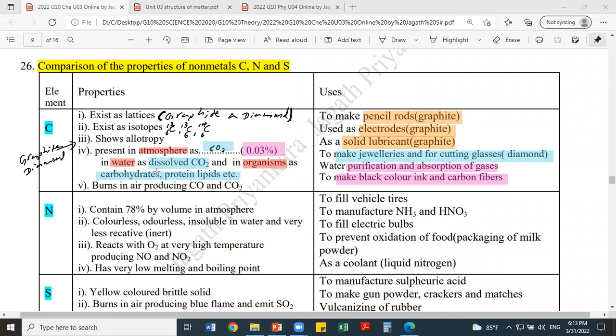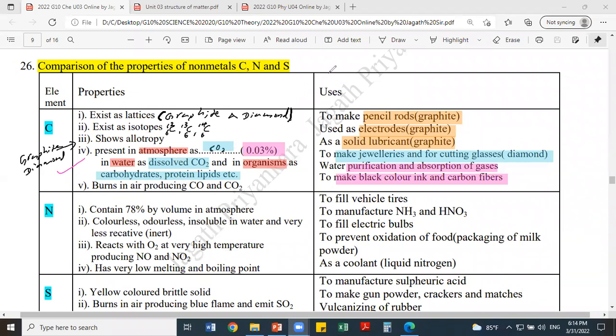So we discussed carbon last week in detail. Just to summarize the properties and uses in this table, today we are going to discuss nitrogen. No need to write them. I'll use the PowerPoint slides to explain. I have given this in your theory book also.